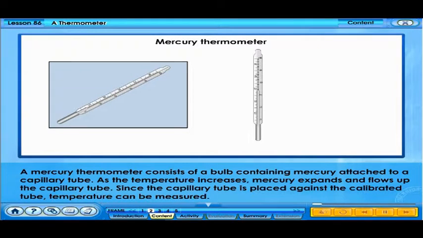Mercury thermometer consists of a bulb containing mercury attached to a capillary tube. As the temperature increases, mercury expands and flows up the capillary tube. Since the capillary tube is placed against the calibrated tube, temperature can be measured.